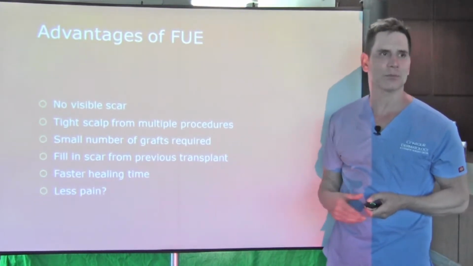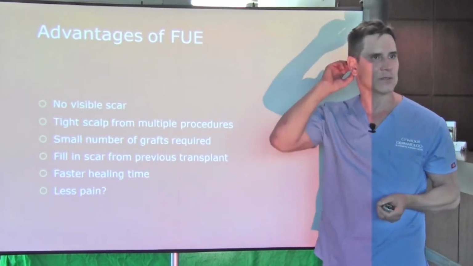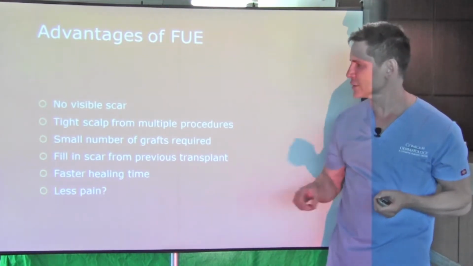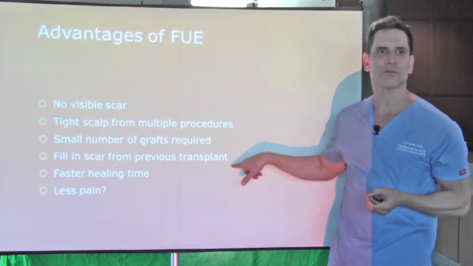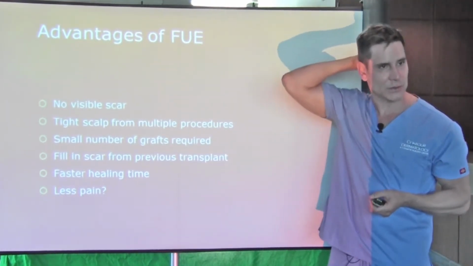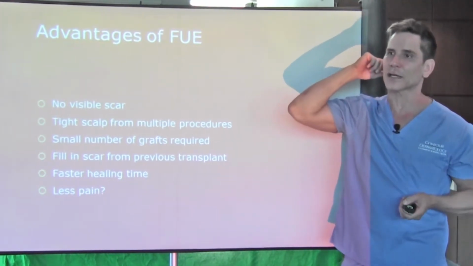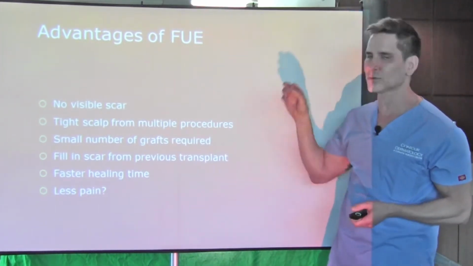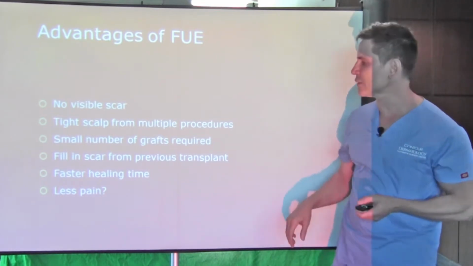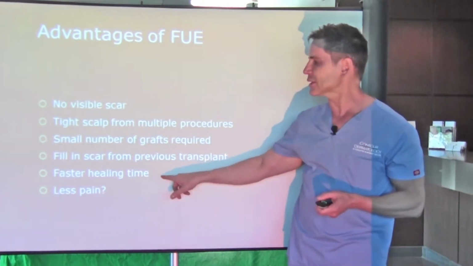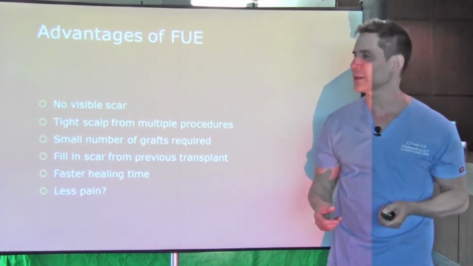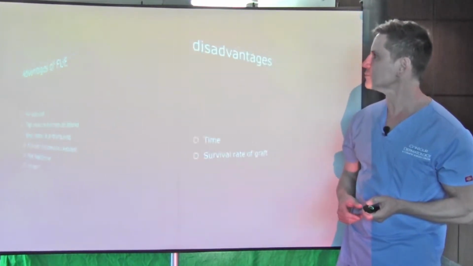If there's only a small number of grafts required, instead of taking a big strip, we can just take a couple hairs here and there to fill in a scar from a previous transplant. Some guys are concerned about the linear scar they have in the back of their head, and so we can scatter those individual hair follicles into that. It's a faster healing time, and they say that there may be a little bit less pain.